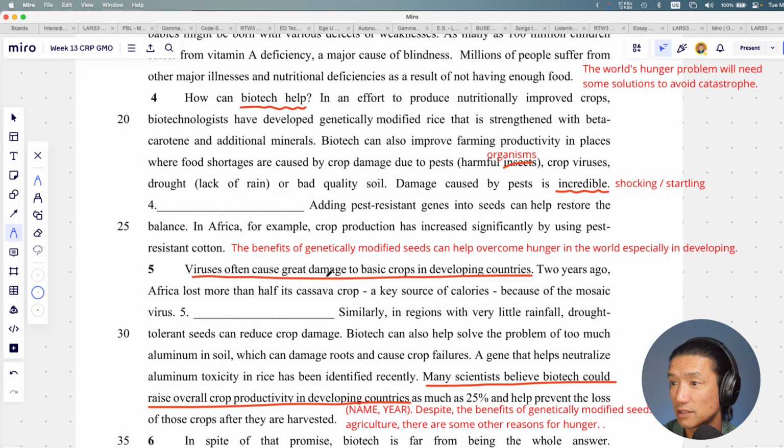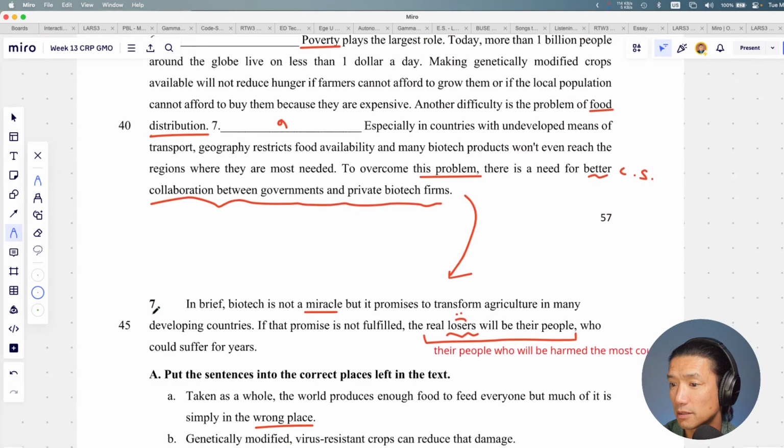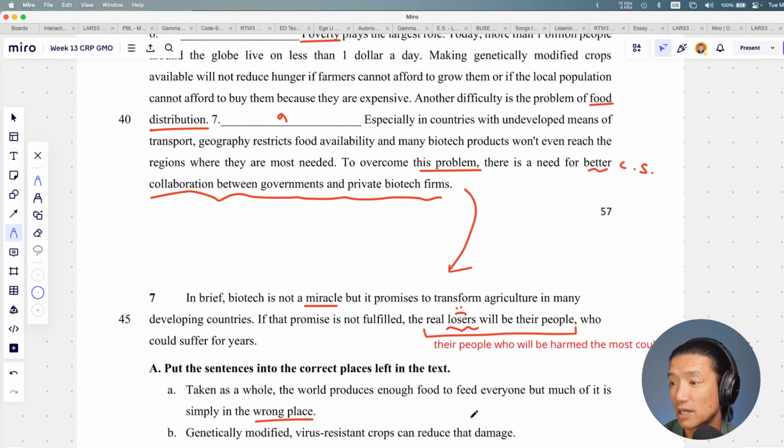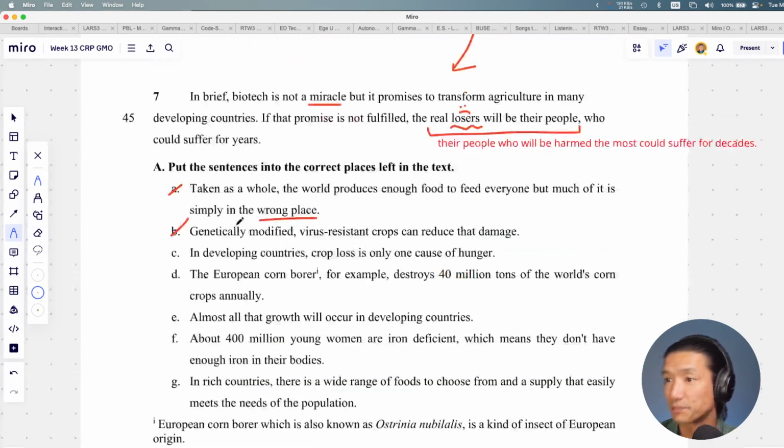Viruses often cause great damage to basic crops in developing countries. Two years ago, Africa lost more than half its cassava crops, a key source of calories, because of the mosaic virus. Genetically modified virus-resistant crops can reduce that damage. I think that's right. Similarly, right? So we're talking about if we had that kind of crop that's resistant against viruses, then boom, we can get rid of that.